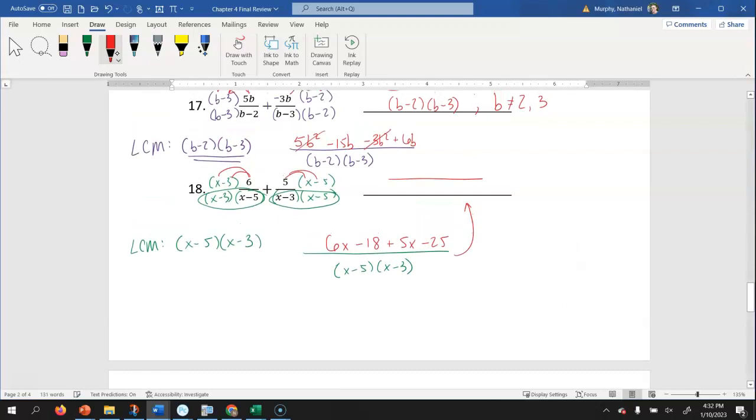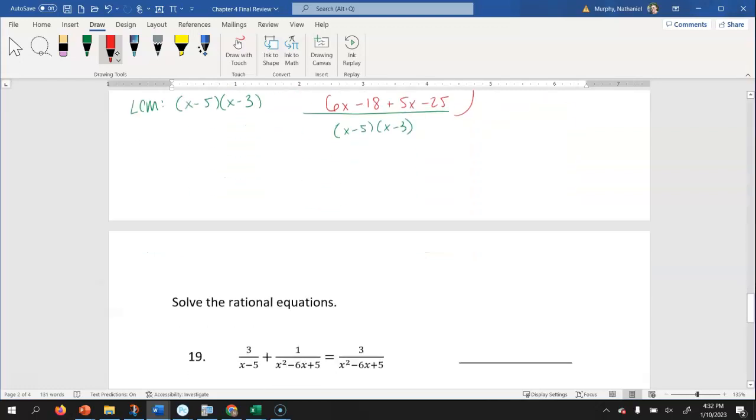So our denominator is going to be x minus 5 times x minus 3. Our numerator, 6x plus 5x, well, that's 11x. And negative 18 minus 25, if you need to use a calculator, you can. You get negative 43. And they don't say this, but if we wanted to find the restrictions, we'd say x can't equal 5 or positive 3, because those values would give us 0 in our denominator. We do not want 0 in our denominator.